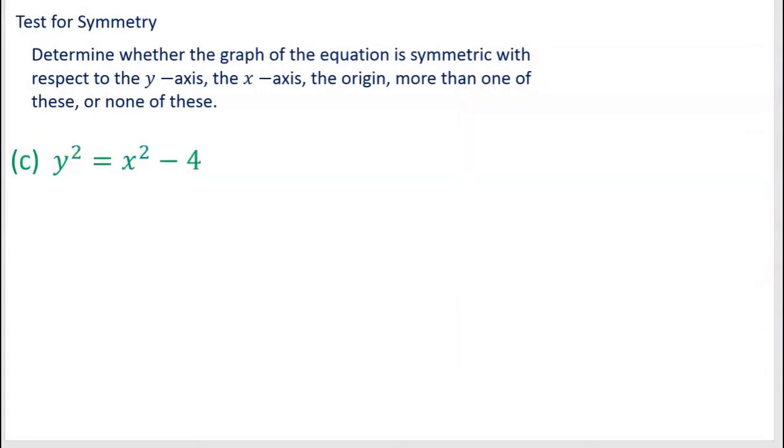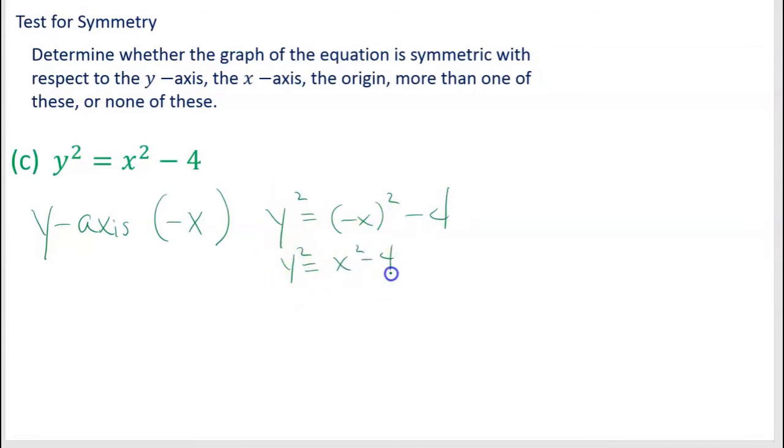So let's go on to another problem. Example C, y squared equals x squared minus 4. Go ahead and pause it, and you check all of these yourself. Okay, so let's first check y-axis symmetry. When you check y-axis symmetry, you're plugging in negative x for every x. So that's y squared is equal to negative x all squared, subtract 4. When I simplify, that gives me y squared equals x squared minus 4. Remember, when you square a negative, it turns positive. This matches the original function. Now, what does that mean? That means we do have y-axis symmetry.